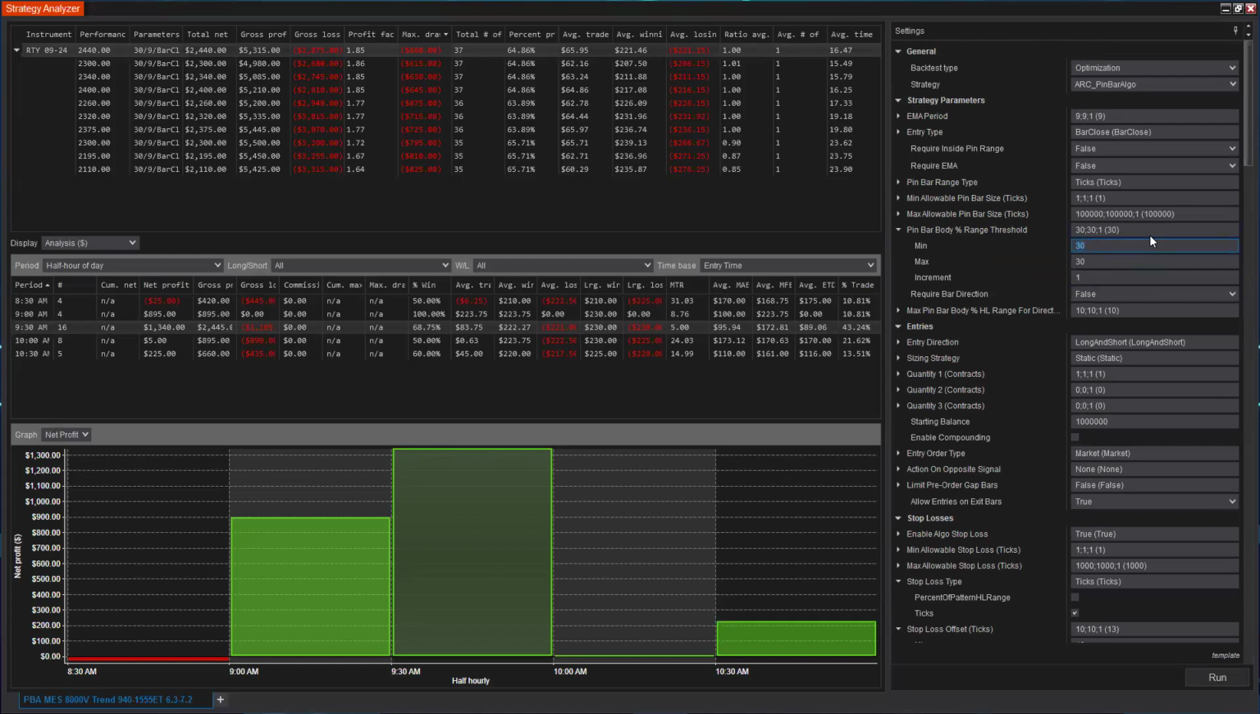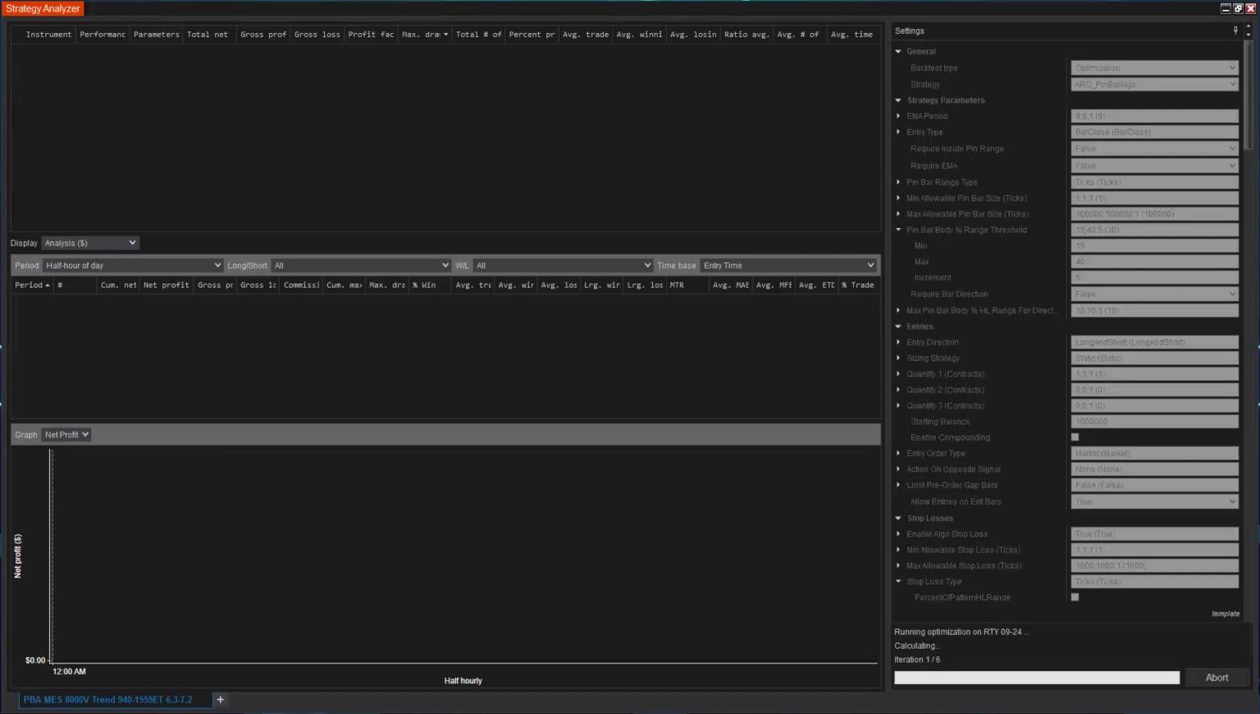Okay, so percent pin bar range. Obviously, 10% is going to be very restrictive. That means it's going to be a 3-tick bar. So let's go 15%, and we'll go all the way up to like 40, and let's go by fives. We're not going to be too extreme. Yeah, it is kind of a fewer number of trades for sure.